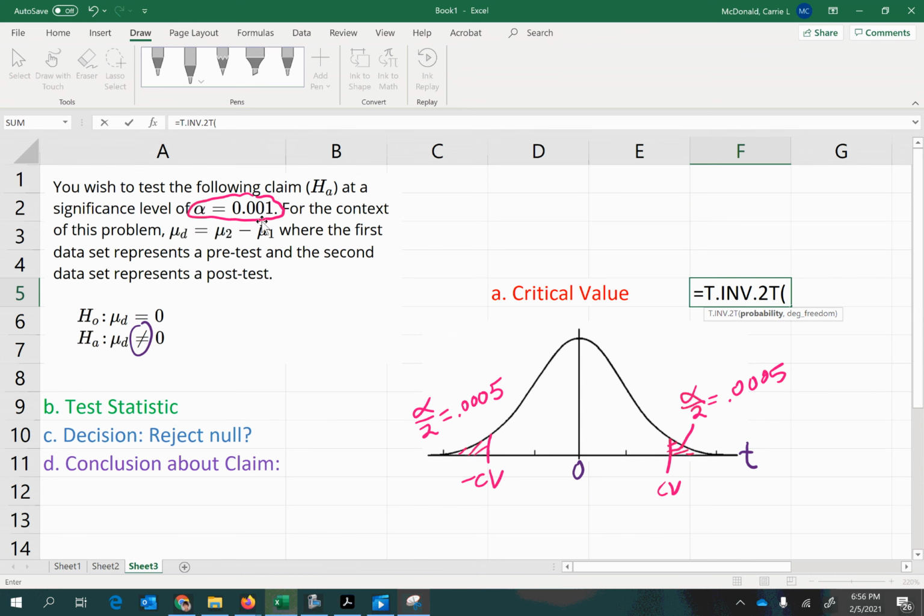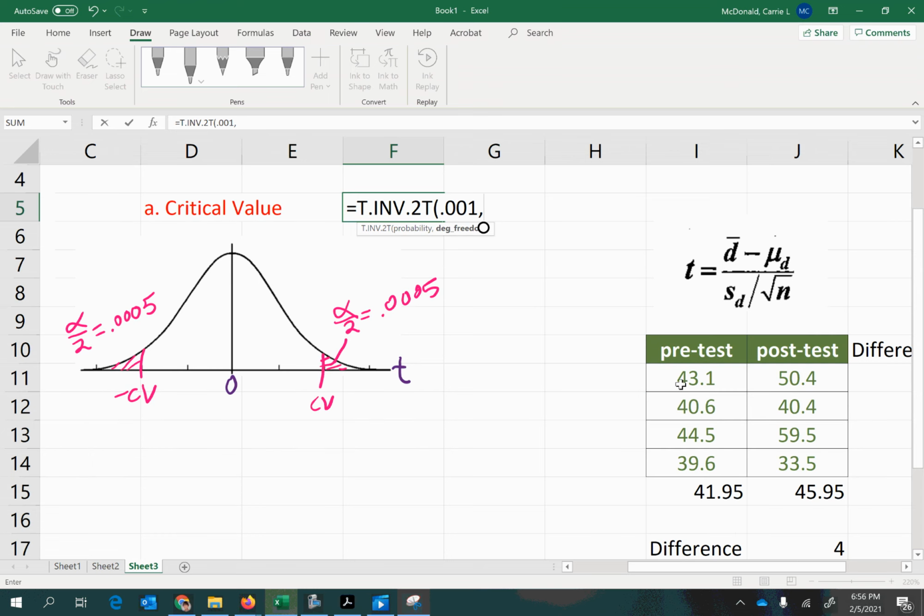So we are going to use the T.INV.2T function for a two-tailed test and put in 0.001, the entire alpha. If you're using the two-tailed test, it'll split up the alpha for you. The degrees of freedom is n minus 1, so you're going to need to know the sample size. We have to look at the sample data that was given, and in this problem, there are 1, 2, 3, 4 pairs of data. So n is 4, and the degrees of freedom then is 3. Right? That gives the critical values of 12.924 and negative 12.924.